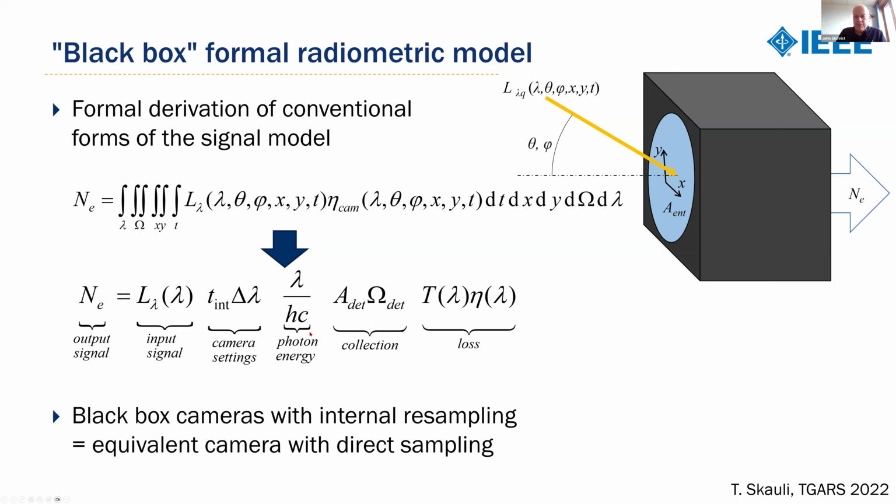And also, it turns out that if the camera employs resampling, you may ask what is then the photoelectron count? But it turns out that we can then replace the black box camera with resampling with an equivalent black box camera that has different properties, but no resampling. And we can apply the same model through that approach to a resampling-based camera.